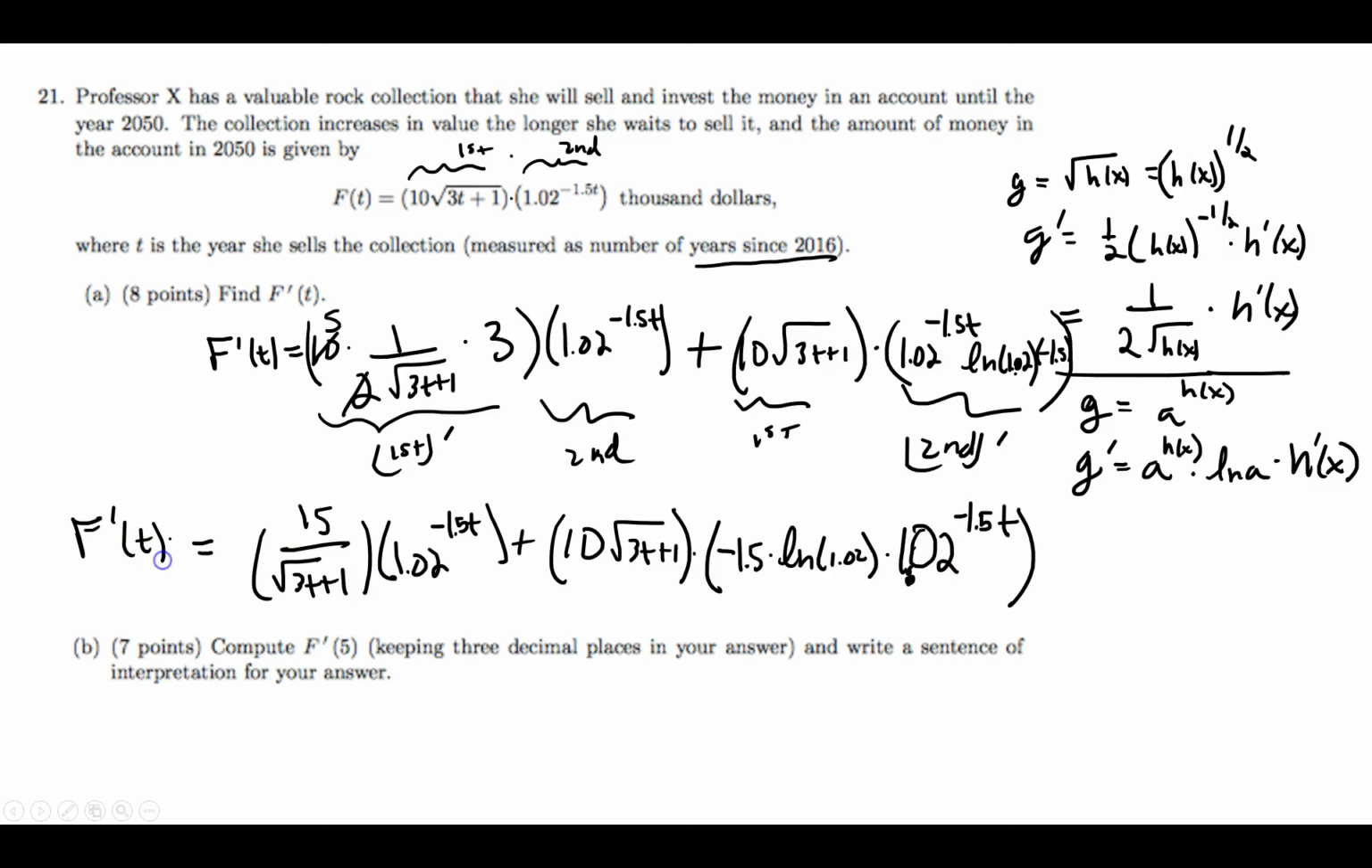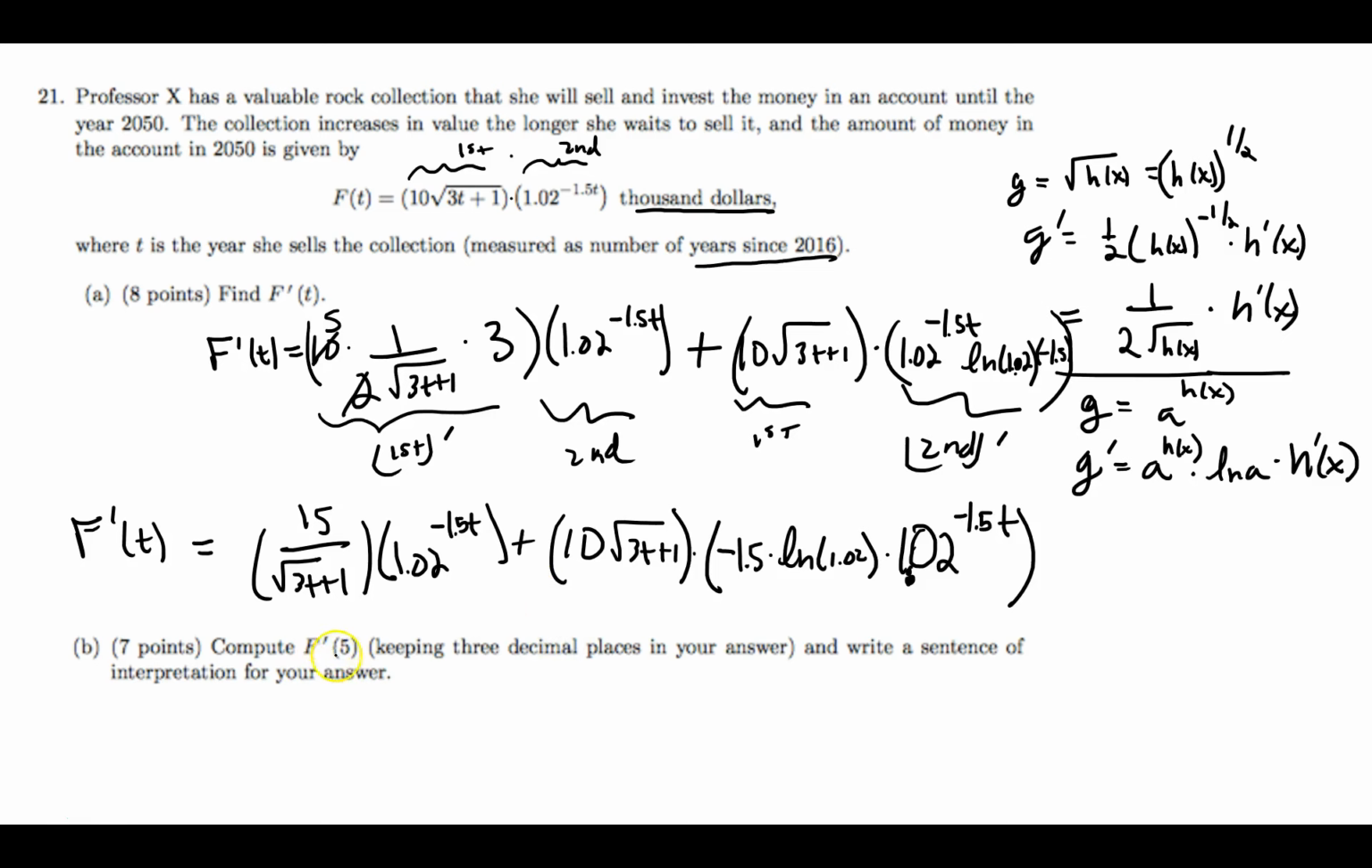It tells you the rate of change of your function. Your function measures how much money is in your account in thousands of dollars. So this is going to tell you how much money is in your account in terms of thousands of dollars, how it's changing over time.